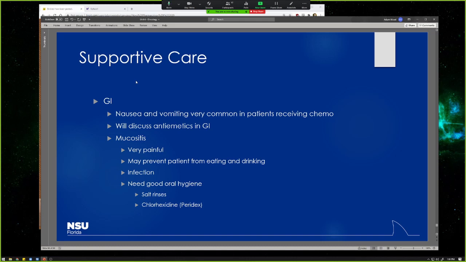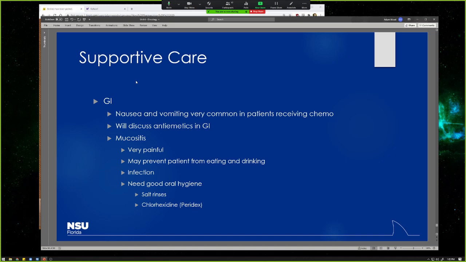So this is why oral hygiene is really important for these patients. Using things like salt rinses can help. And then here's a drug called chlorhexidine, which is an antiseptic agent that we can use to either swish and spit, or there are little swabs you can use to make sure to keep the mouth clean.